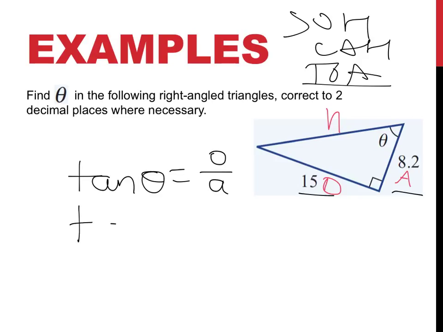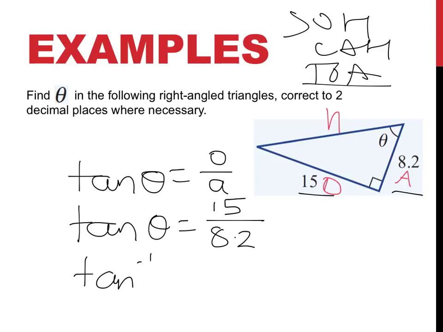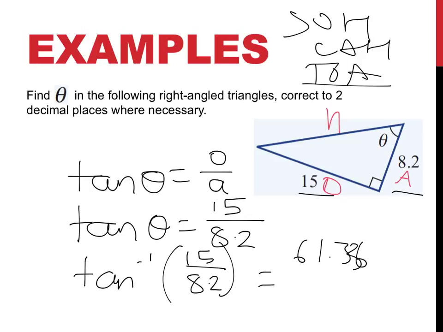So tan theta equals the opposite, which is 15, over the adjacent, which is 8.2. If I put in tan to the -1 of 15 divided by 8.2, I'm going to get an answer of 61.336. So it's going to be 61.34 degrees. And that's it, guys.